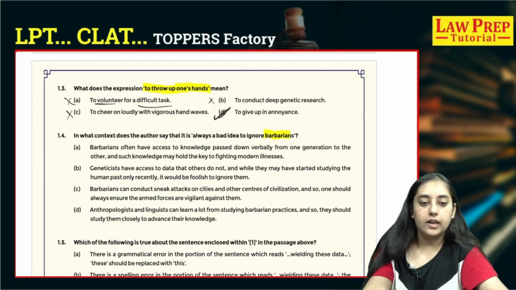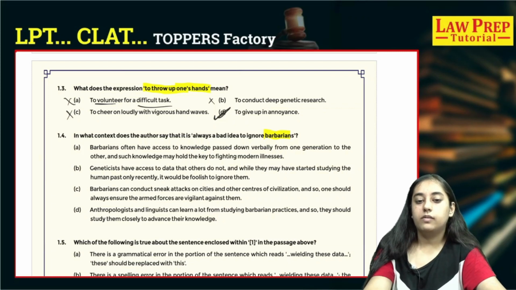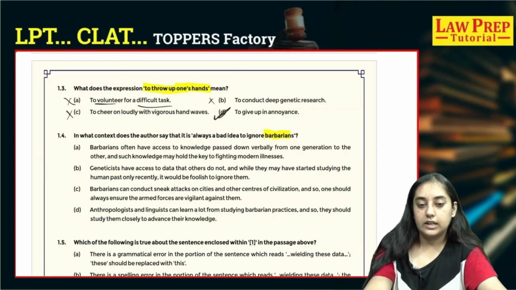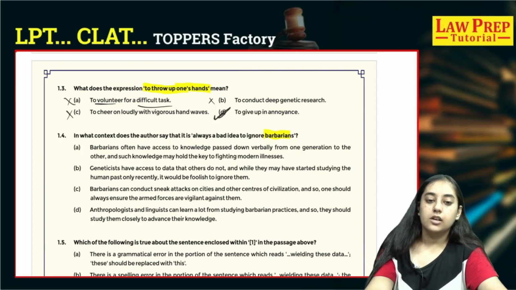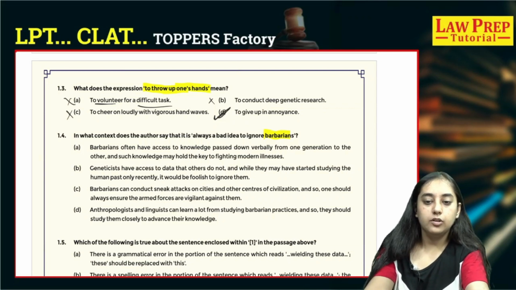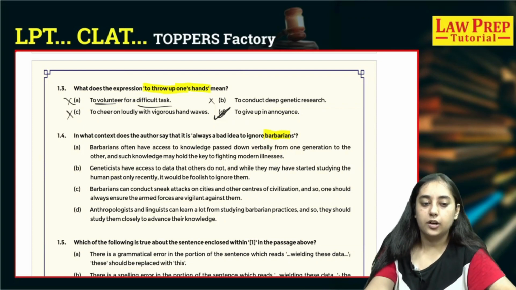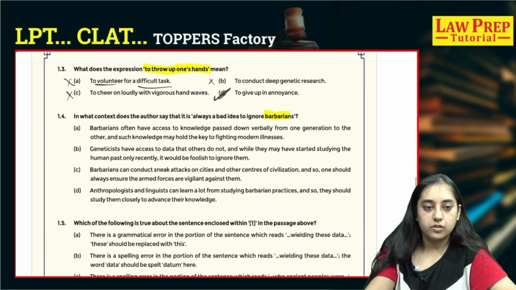Why am I doing an expression with an elimination method? It is to simply make you understand that even if you do not know what that particular expression means, you can actually understand its meaning by the context. It's not necessary that you always have a list prepared of idioms and phrases and you have memorized. And even if you have memorized, there are chances that you might forget. So it's always better to understand the meaning from the context. And from the context, what's the meaning? To give up in annoyance. So question 3 is done.